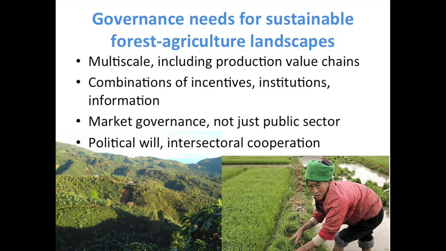First, to recognize that we've got to have a multi-scale nested approach, including production value chains, so that we're not just dealing with those local small technical issues. We've got to be looking at combinations of incentives, institutions, and information, not just one or the other. We want to be looking at private sector governance, in other words, how the industry itself is regulating itself, and not just public sector governance. And finally, we want there to be political will, both in the agriculture and environment sectors. So these are the four aspects that I'm now going to expand a little bit upon with this project that we engaged in.